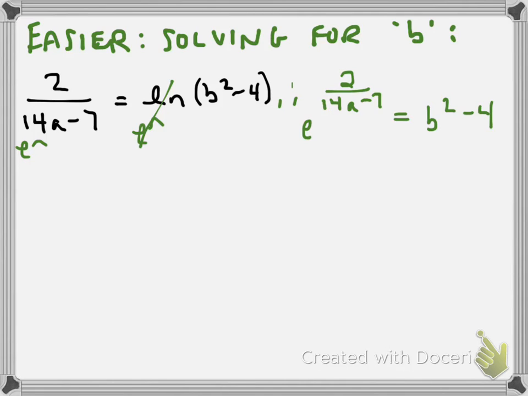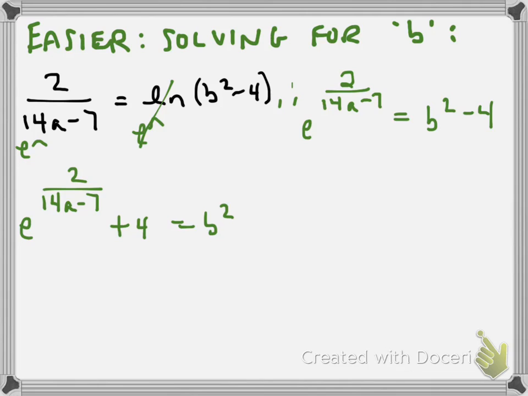Okay, next, we're very close. We have b on the right side almost alone. We need to get rid of this 4 here by doing the opposite. So we're going to say that now e to the 2 over 14a minus 7 plus 4 equals b squared. This 4 does not go up top in that e raised because it's a whole new part of the problem. So it's its own separate thing, so it's on its own separate down here.